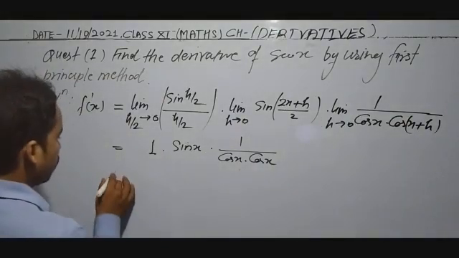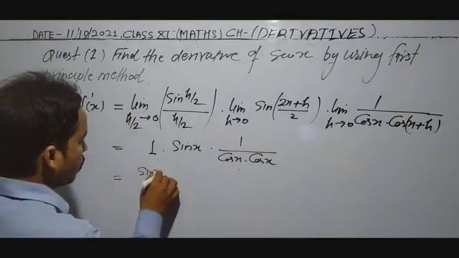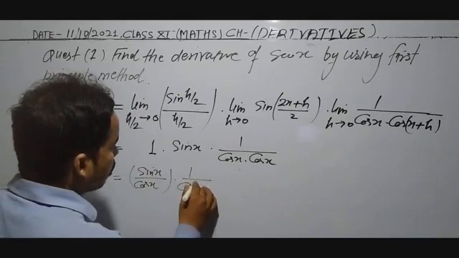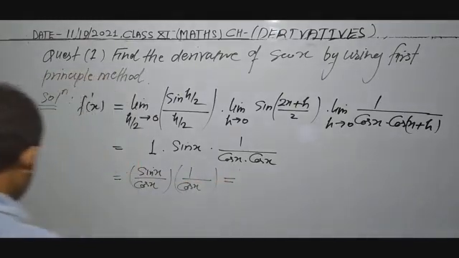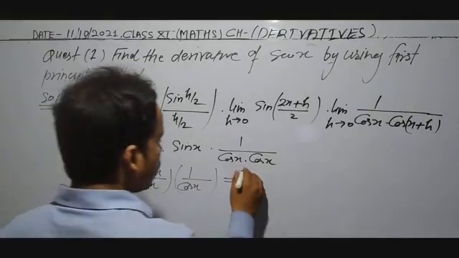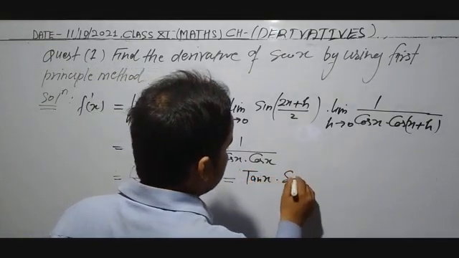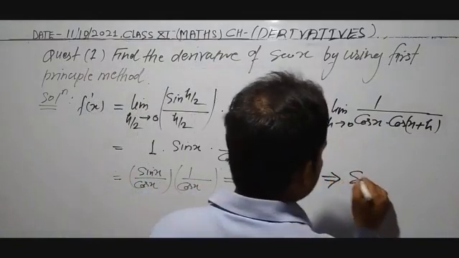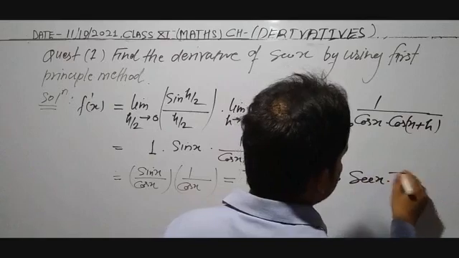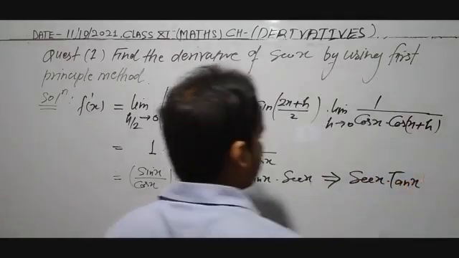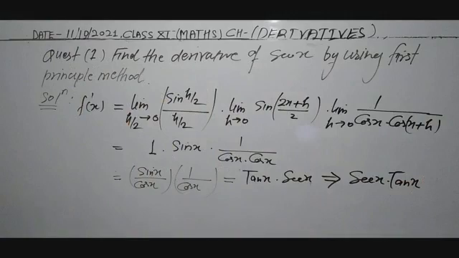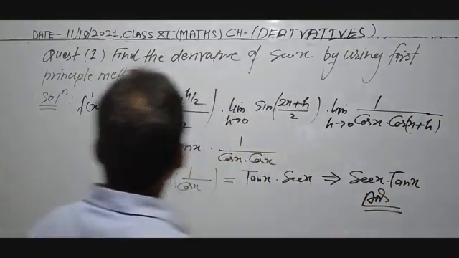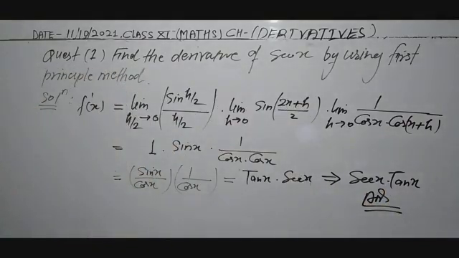Now you know sin x upon cos x into 1 upon cos x. Its result we can write tan x into sec x. Now its differentiation is sec x into tan x. Sec x into tan x. Now this is the answer. See.